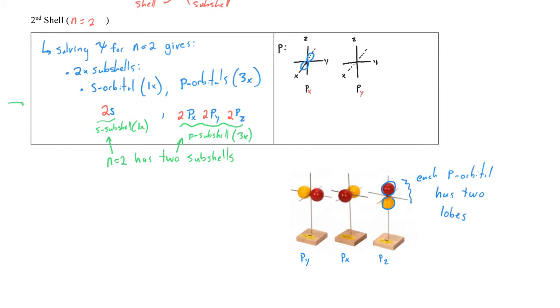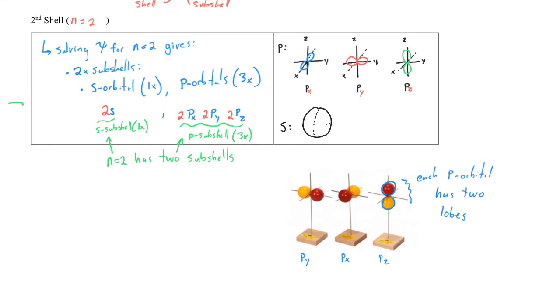Now, if you solve the wave equation and you get the p orbitals, you'll find there are three of them. There's another one, py, where the lobes are oriented along the y-axis. And if you do this, you will find that you also have a pz orbital, where the lobes are oriented along the z-axis. So each of these p orbitals is 90 degrees from the other types of p orbital. Now, what about the s orbital?